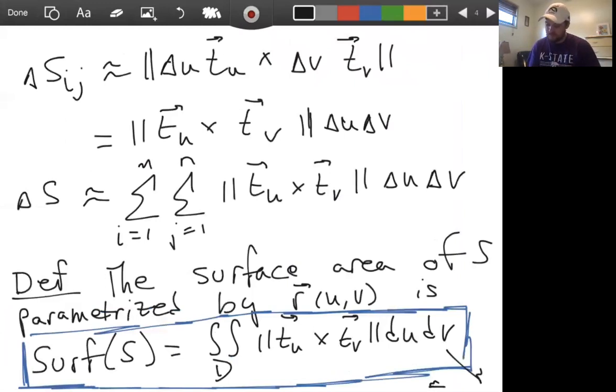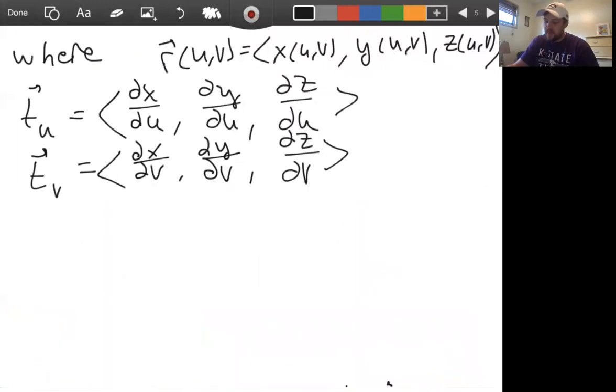And so what this formula is saying here is, to calculate the surface area of a given surface, you need to first parameterize the surface. Then you need to calculate the partial derivatives with respect to u and with respect to v. You take their cross product.